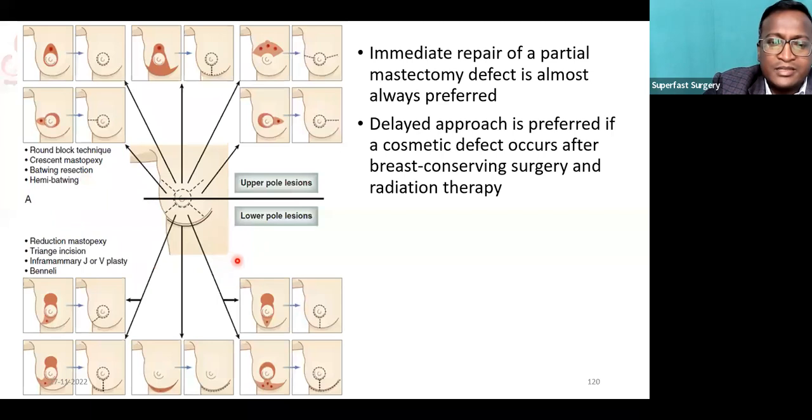This is given in Sabiston. The J plasty is used for the lateral outer quadrant inferior pole, and the B plasty for the medial quadrant in the lower pole.